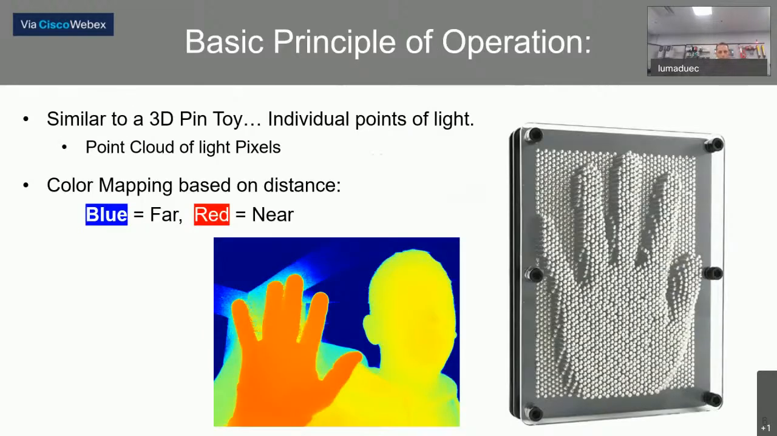So a simple way of thinking about this is comparing to a 3D pin toy. Each individual pin is just like each individual pixel of light. SwiftE compiles all these data points into a point cloud, and from there it creates a color map based on blue for far and red for near.